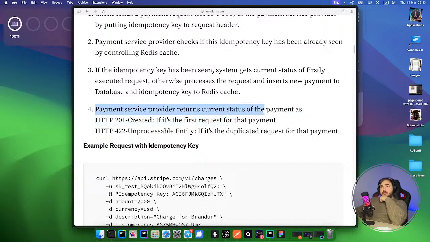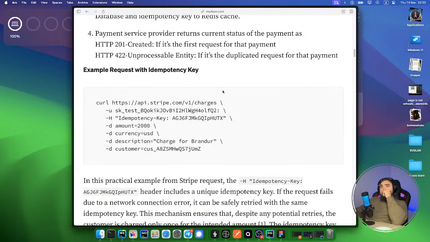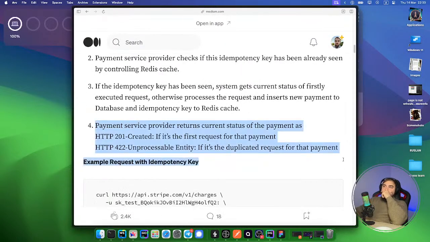Payment service provider returns current status. Yeah, and process request for the payment. Oh, okay. No, it's not what I said. It's saying that it's an unprocessable entity if it's a duplicated request.